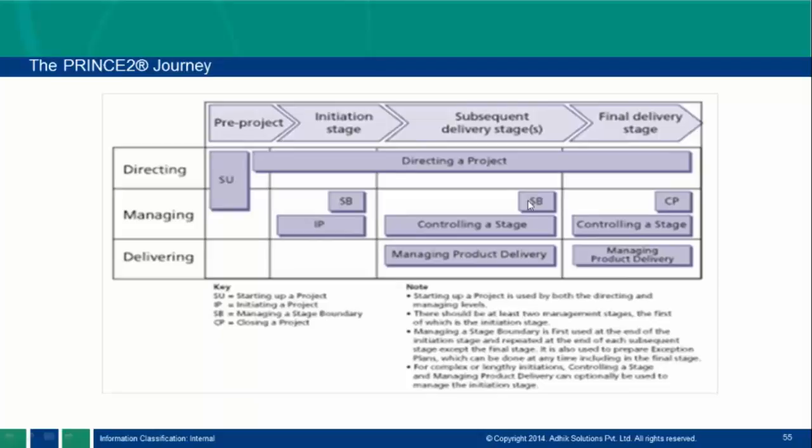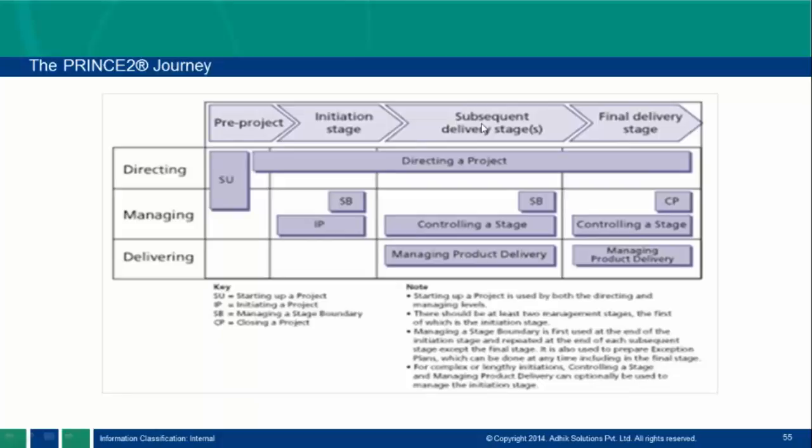Then we have controlling a stage, right? So controlling a stage, for both, we need to control all the subsequent delivery. We need to control design, development, testing, right? So there we need to control everything. We need to control my cost. We need to control schedule, right? So everything we need to control to make my project successful.